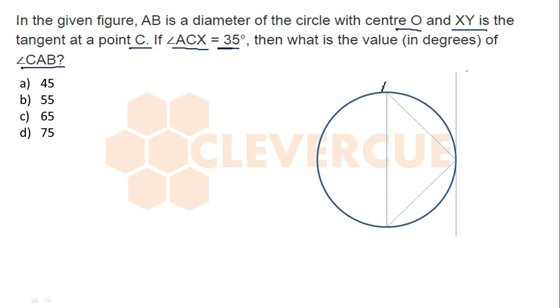See here, this is A and this is point B. Here you have a tangent XY which touches the circle at point C. And O is the center of the circle. Now we have to find the angle of CAB. Here it is given that angle ACX is 35 degrees.